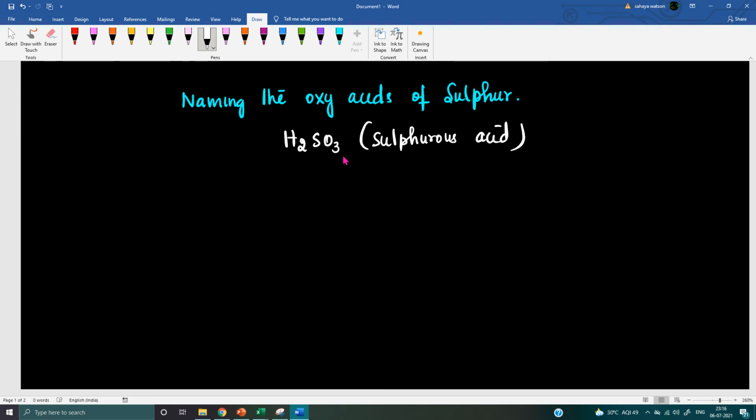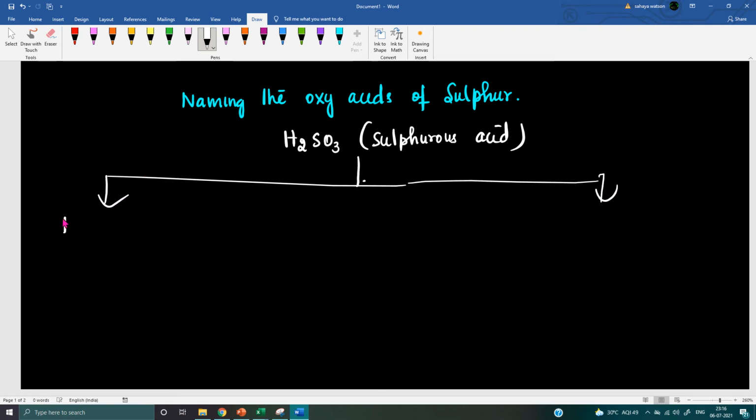Another one is sulfuric acid. In sulfurous acid we have 3 divisions. How I'll tell you now. So it's very simple. This is dithionous, all of them end with ous. Okay, dithionous acid. This is pyrosulfurous acid, and this one is hypo sulfurous acid.